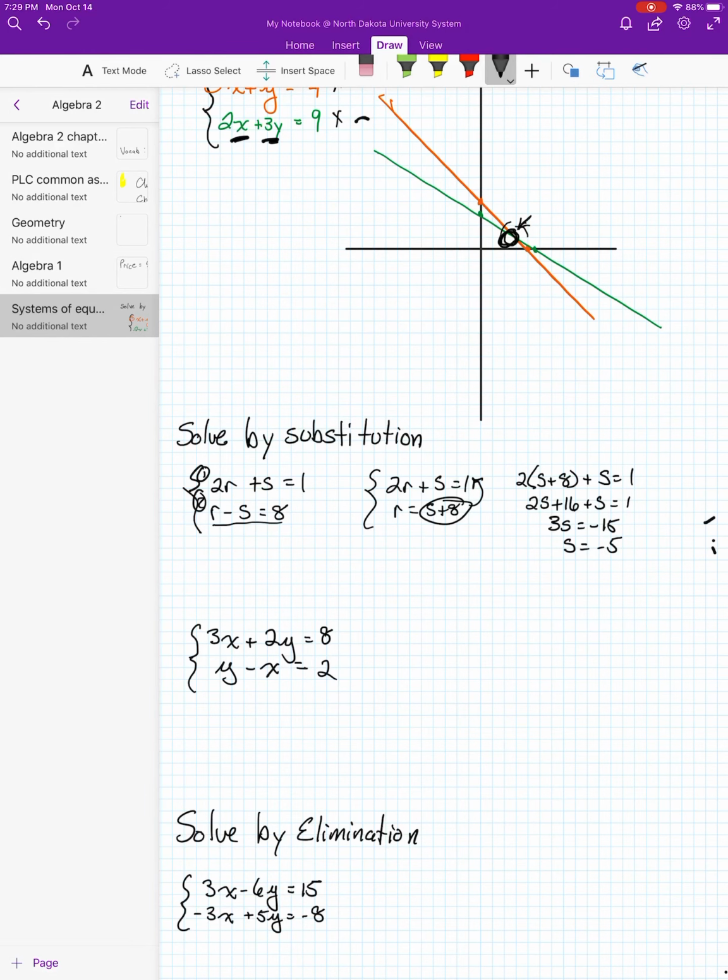and get s equals -5. Easy stuff, right? Kid stuff. But I still need to find r, so I'm going to substitute -5 in for s, again in the first equation.